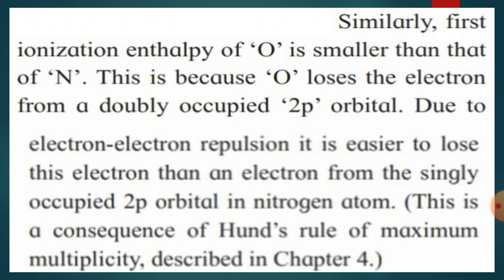Similarly, the first ionization enthalpy of oxygen is smaller than that of nitrogen. Why? Because oxygen loses the electron from a doubly occupied 2p orbital. Due to electron-electron repulsion, it is easier to lose this electron compared to an electron from the singly occupied 2p orbital in the nitrogen atom. So in oxygen, electron repulsion takes place, due to which it can easily lose its electron.